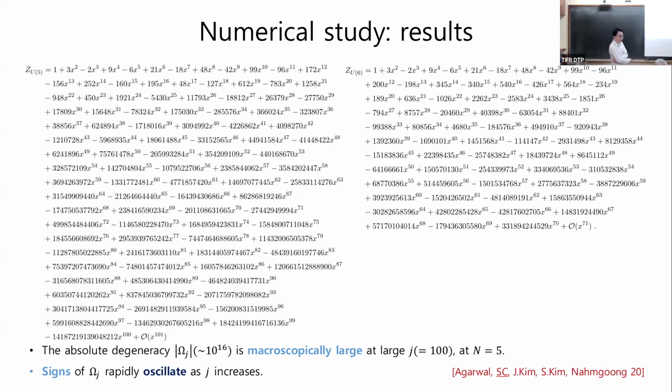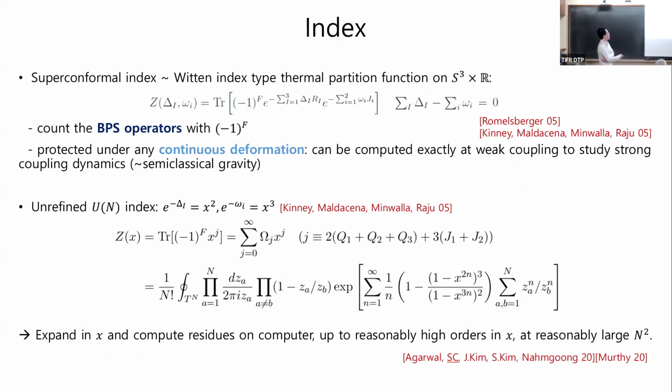Is this the free theory? No. Somewhere we compute at weak coupling, but since this is the index, it is a protected quantity. So you can view it as strong coupling then.